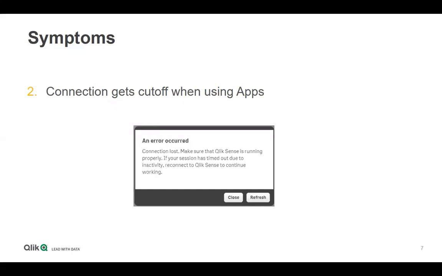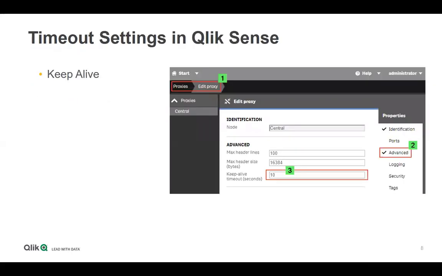Well, since we are talking about timeout settings, let me show you where they are in Qlik Sense. There are two places for timeout settings in Qlik Sense. The first is keep-alive. You can find it in the advanced proxy settings. This setting means the maximum timeout period for a single HTTP or HTTPS request before closing the connection. It's used to protect a Qlik Sense server from denial of service attacks, DoS.